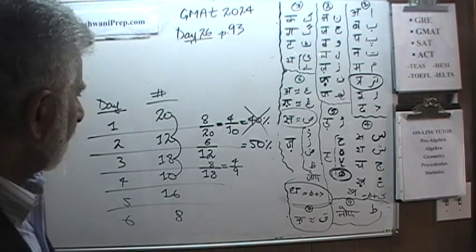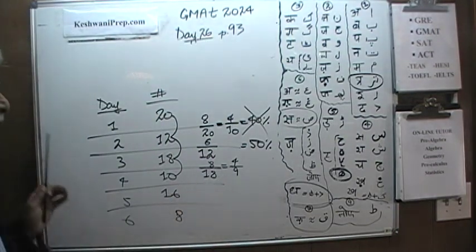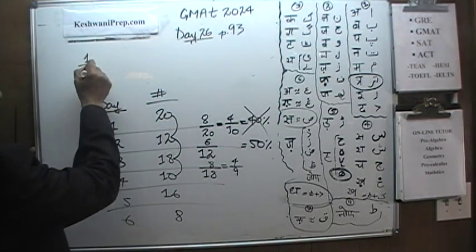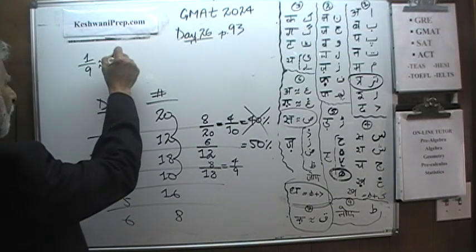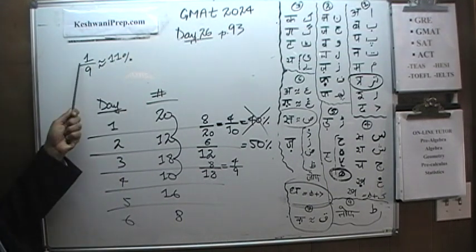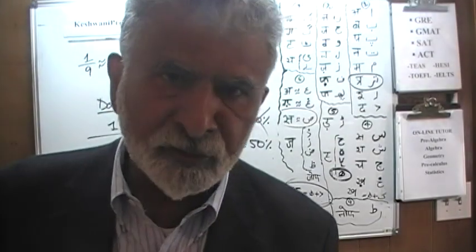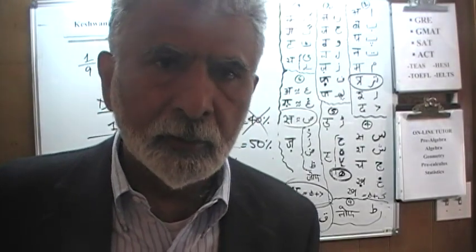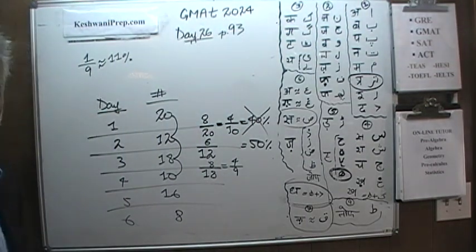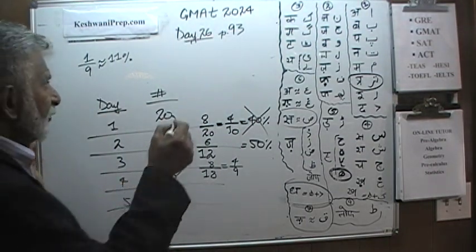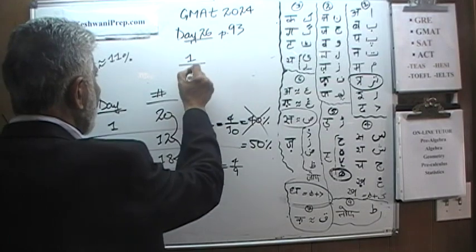For example, here we're dealing with 4/9. You should know by heart that 1/9 is approximately 11%. If you were to divide 1 by 9, what you will get is 0.1111111. It just carries on and never ends, which tells us that 1/9 is approximately 11%. If you don't trust me, do it out yourself. Do it out longhand, you find out for yourself.